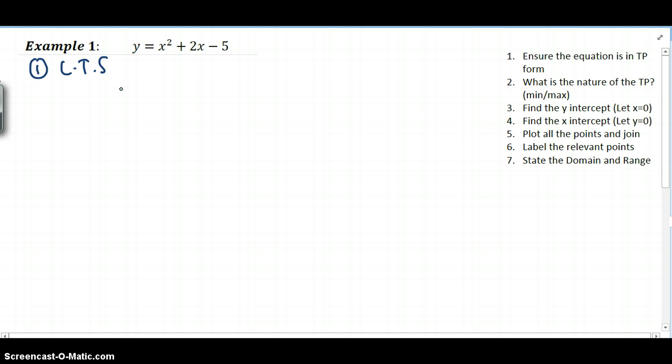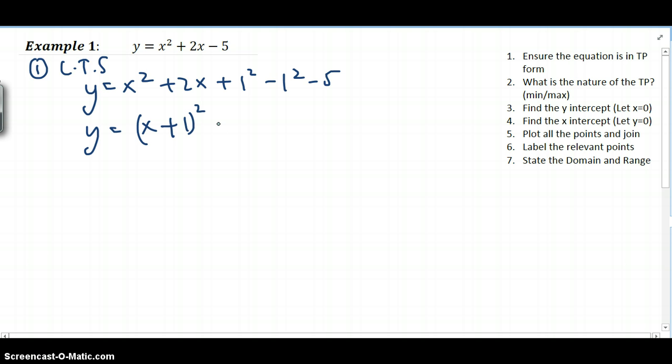So when we're completing the square, this goes back from the previous video, so I'm going to do this a bit faster than usual. y equals x squared plus 2x plus 1 squared minus 1 squared minus 5, and so we get y equals (x plus 1) squared minus 6. If you haven't watched the video on completing the square, please familiarize yourself with this first, as I did jump quite fast with this one.